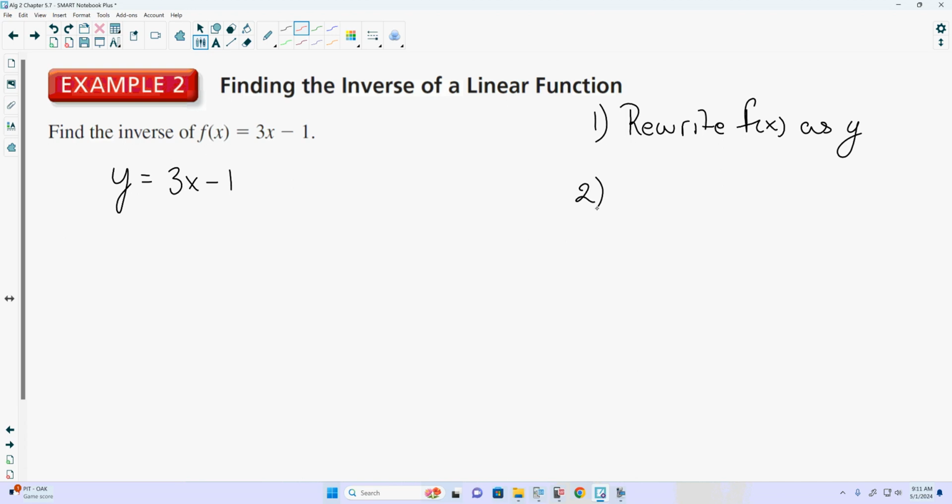We good with step number 1? Step number 2, switch x and y. Everything else about the function stays the same. But we'll still have the 3 and minus 1. But our y is now x, and the x is now y. Because for a function and its inverse, the domain and range switch, our input, the x, and the output, y, flip. So we switch x and y.